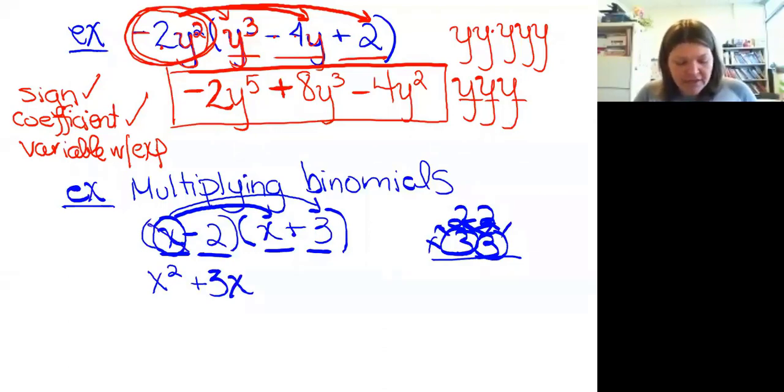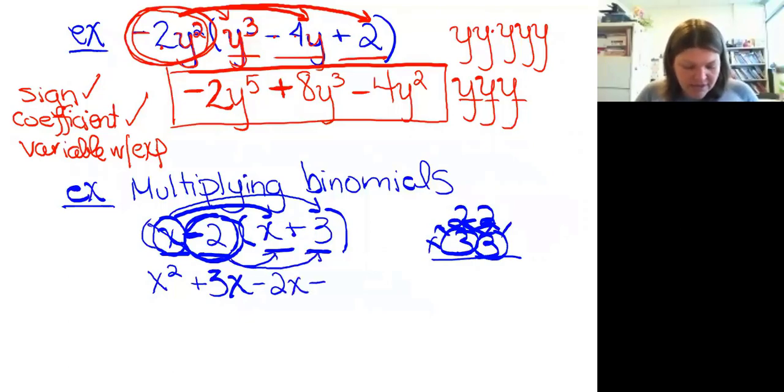I'm done with it. Now it's time to start passing out my second term. Notice I circled the negative sign with that 2. That is a negative 2 I'm passing out. So negative 2 times x is negative 2x. And negative 2 times positive 3 is negative 6. And I'm almost done now.